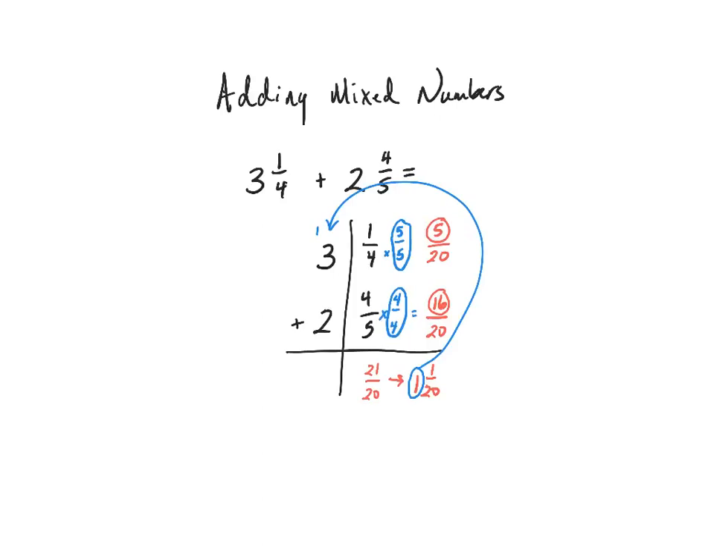So now I'm ready to add my final column. I have 3 plus 2 plus 1. 3 plus 2 plus 1 gives me 6. And then I'm left with 1/20 in the fraction column. So my final answer is 6 and 1/20.